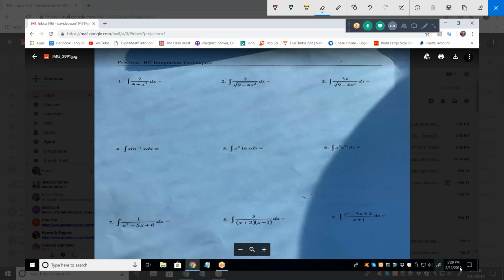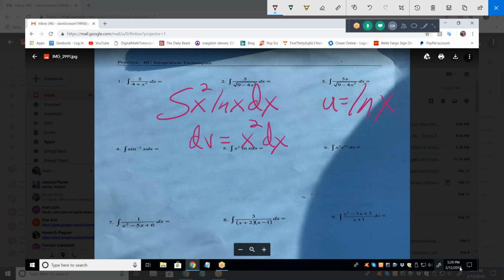Let's do number 5. What method are we going to use for number 5? Integration by parts. Yeah, you've got basically 2 different types of functions being multiplied together. Okay. So we're going to start with the integral of x squared natural log of x dx. So what's u going to be? u will be ln x. Yeah, use LIATE. In other words, if you have a log function in there, that's the very first thing you make u. What's dv equal to? x squared dx. In other words, everything else.